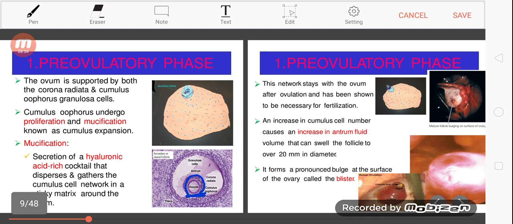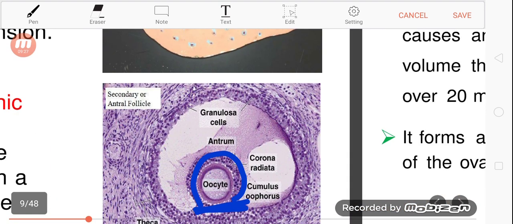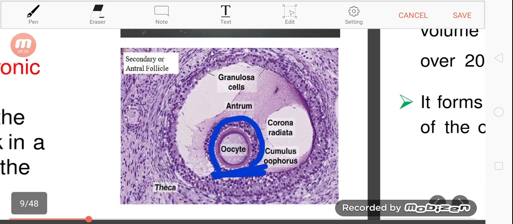and also mucification. What is mucification? Mucification relates with secretion of mucus, secretion of fluid. The main one is secretion of hyaluronic acid, or fluid, follicular fluid, that eventually disperses and accumulates in the antrum, accumulates in the cells also, and it will accumulate at this side over here.